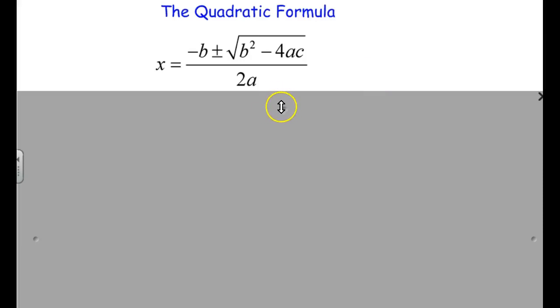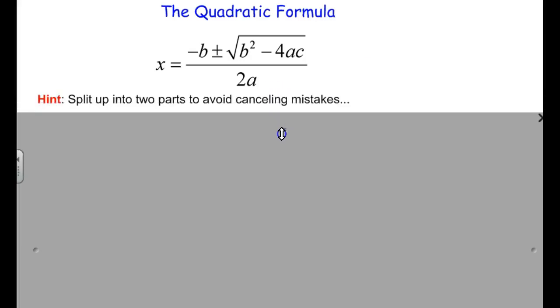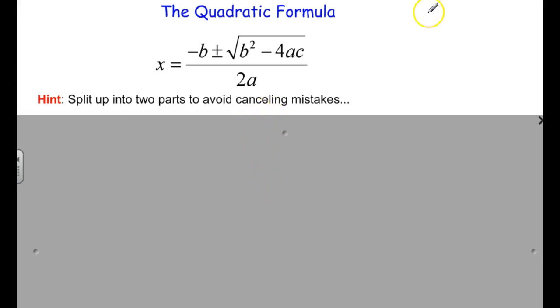This is the quadratic formula. You'll need to know this, probably memorize it. Sometimes I do like to split it up. Stuff like this happens with students.